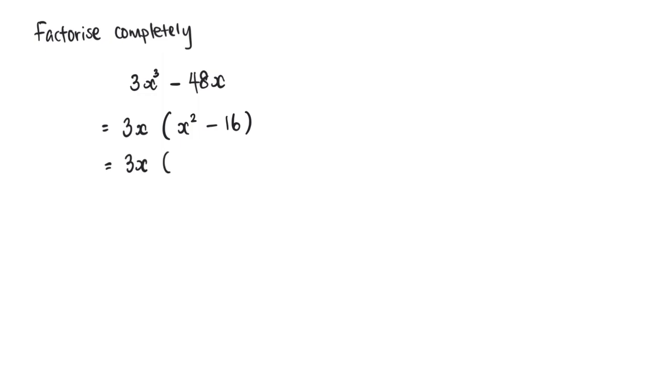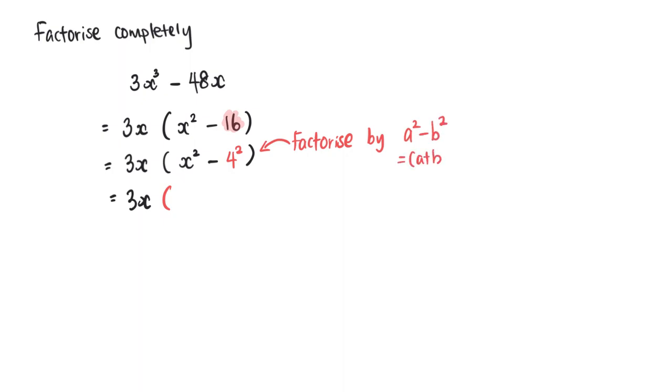I saw that my 16, I could actually write it as 4 squared. 4 times 4 is 16. And this means that I could further factorize the bracket by applying the special product of a squared minus b squared, which is equal to (a plus b)(a minus b). So this will be (x minus 4)(x plus 4).